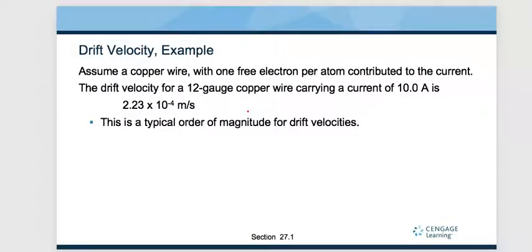Now this is a typical example to understand that drift speed is really very small. That means it's a very small value. So here you have the drift speed for a 12 gauge copper wire. It's a conductor which is carrying a current of 10 ampere, which is quite a big current. In that conductor, the drift speed of the electrons, which are the charge carriers, is of the order of 10 to the power minus 4. So you can see that that's the order of magnitude, and it is quite small.